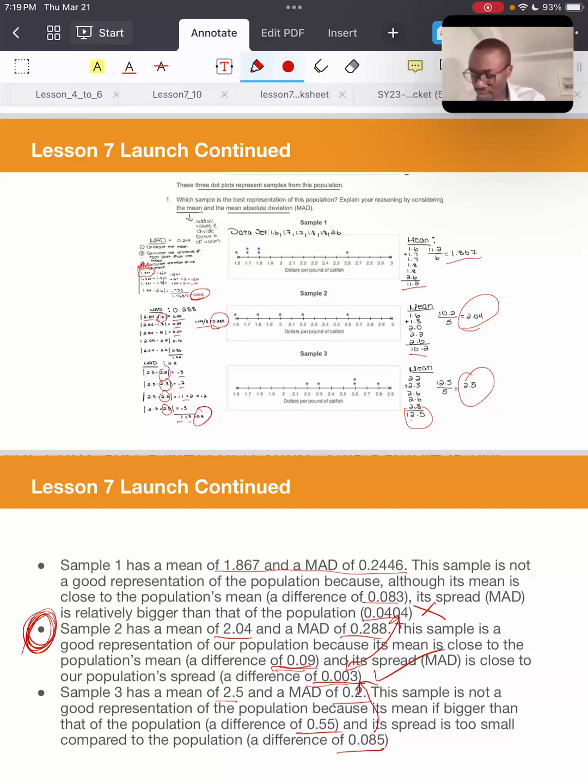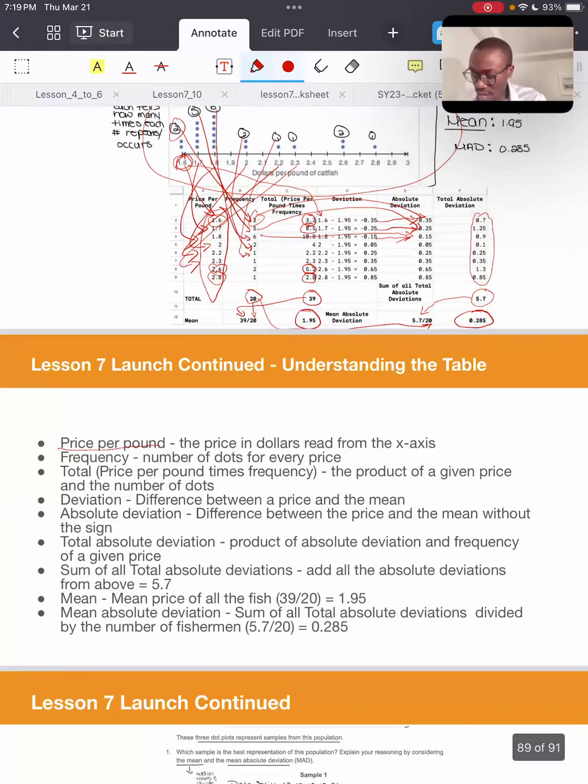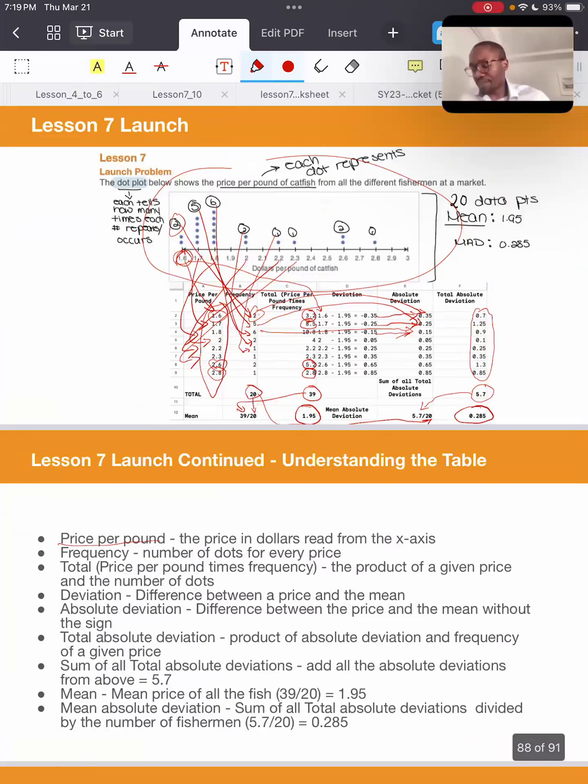Anyways, the point of this video was to show you how to calculate the mean absolute deviation, because that's what you're going to work on for this assignment. Good luck.